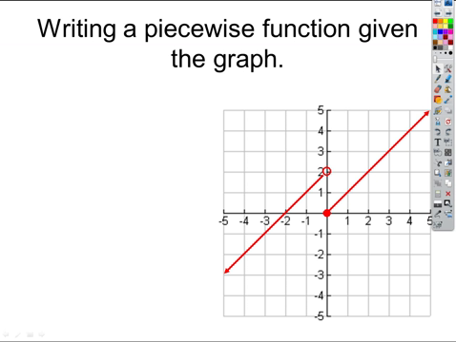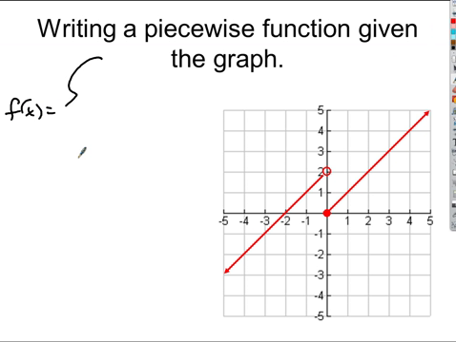Got this piecewise function. I know it's going to end up looking like this, right? I've got f of x equals, and then I'm going to have two parts to this one. I just need to know what those two parts are. Maybe the first thing to do is to decide where the breaking point is on this one. 0. Okay, so we've got a vertical line at 0. That's what splits this thing up, and we're going to have two parts to this.